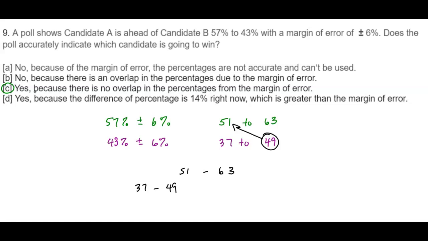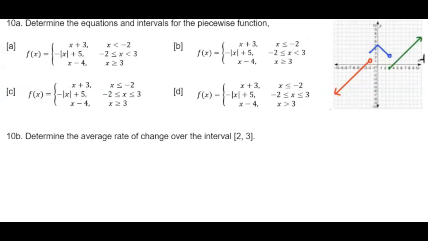Here we're going to determine the equations and intervals for the piecewise function as well as calculate the average rate of change over the interval 2 to 3. So let's look at the piecewise function first. Our first piece is x plus 3. So this is a line that would cross the y-axis at 3. That's going to be this red piece right here.